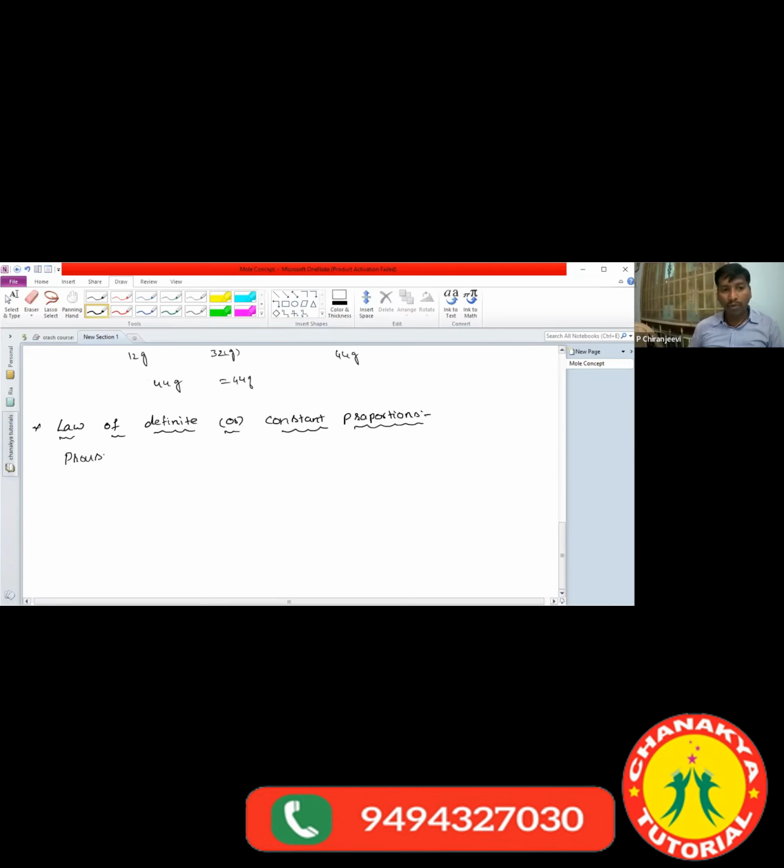Who proposed this? Proust, a scientist, proposed the law of definite proportion. Now, if you take any chemical compound, for example, can I take a simple compound here? Any simple example, you can tell me any chemical compound. I will explain that.